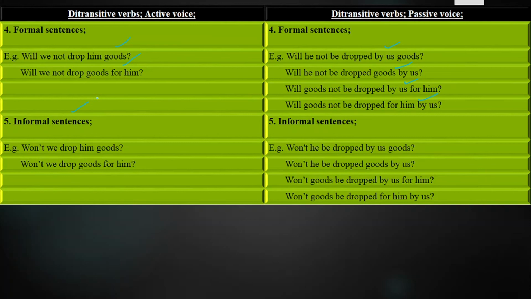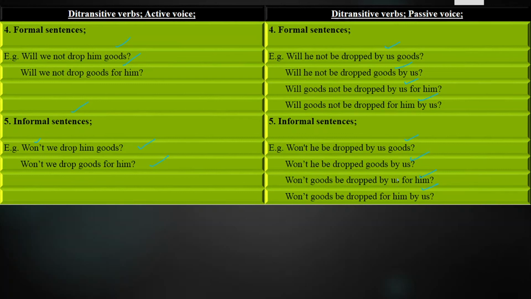Will not, the short form is won't, and you can use them in a friendly atmosphere with juniors, youngers and those you are close with. Their complete name is negative interrogative informal sentences. Won't we drop him goods? Won't we drop goods for him? Won't he be dropped by us goods? Won't he be dropped goods by us? Won't goods be dropped by us for him? And won't goods be dropped for him by us?